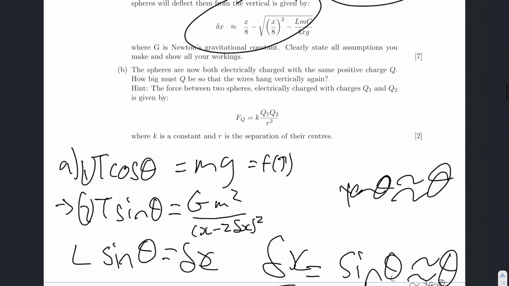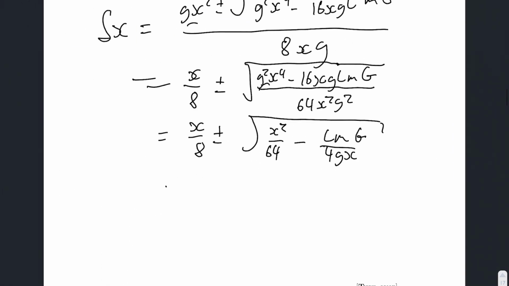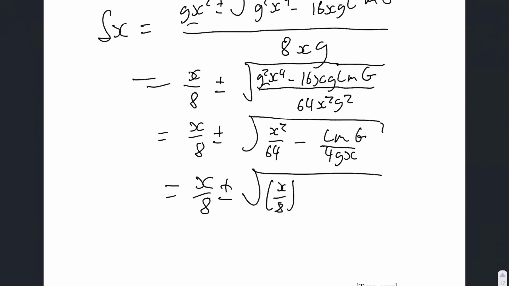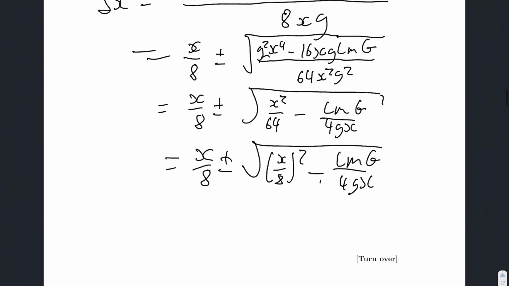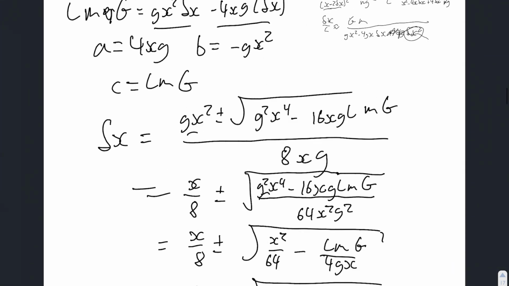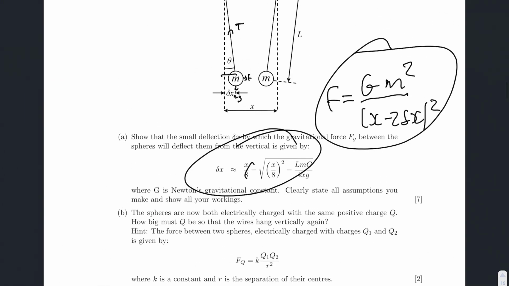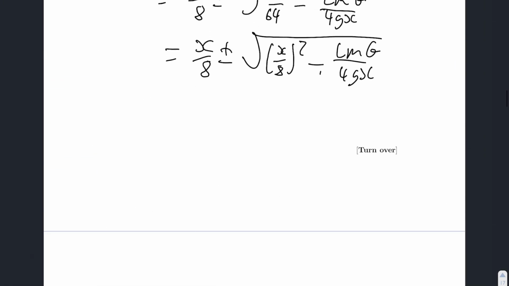And what do we have here? Oh, okay, so there we go, we basically have it. So we have x over 8 plus or minus the square root of x over 8 squared minus lmg over 4gx. So then what we have to do is look at this and see why they've chosen the negative solution.